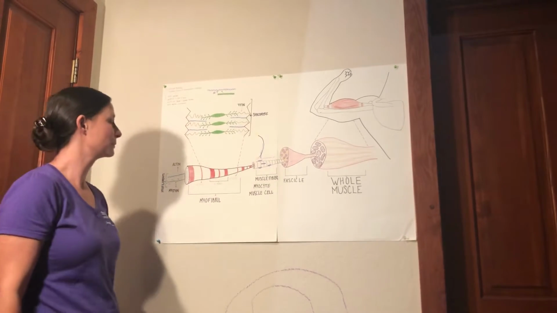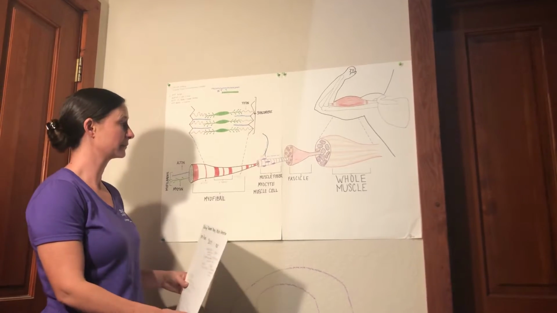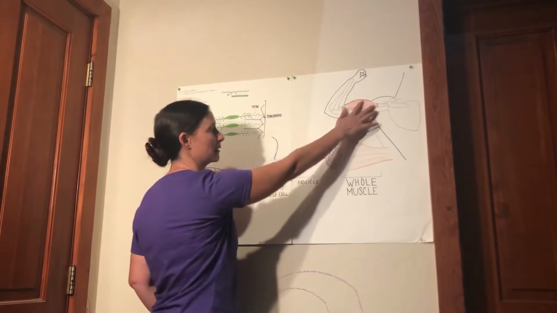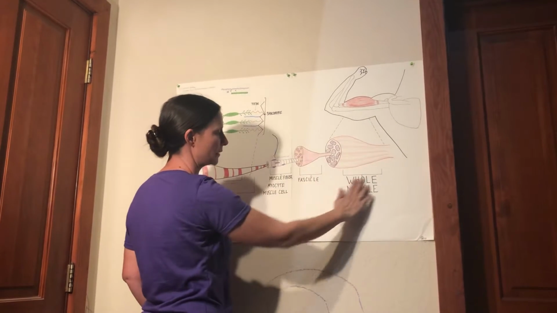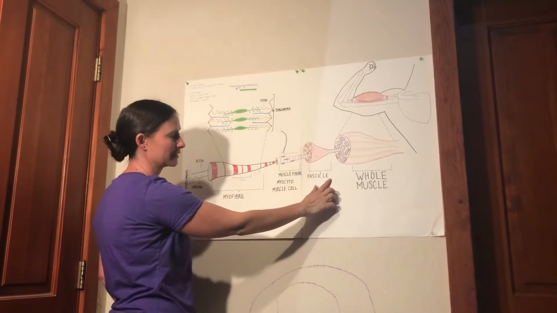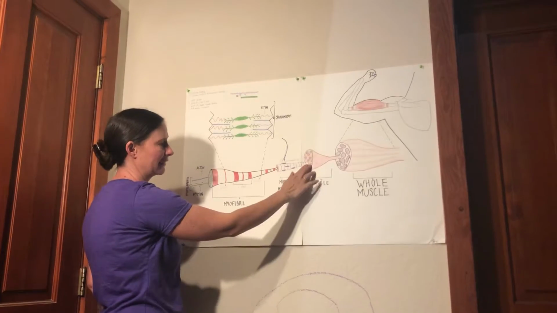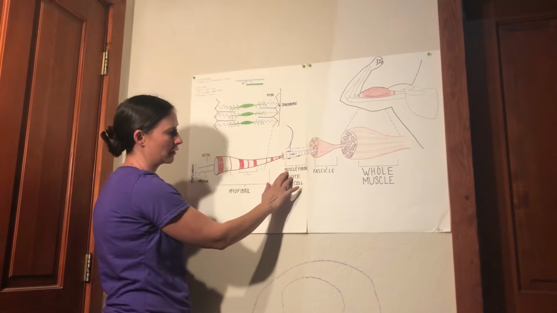And today I will be discussing sliding filament theory of muscle contraction. So here we have our big muscle, and we've taken it down here so we have our whole muscle. And then if you pull this part out here, you have the fascicle. And then if you pull that out, there are muscle fibers.